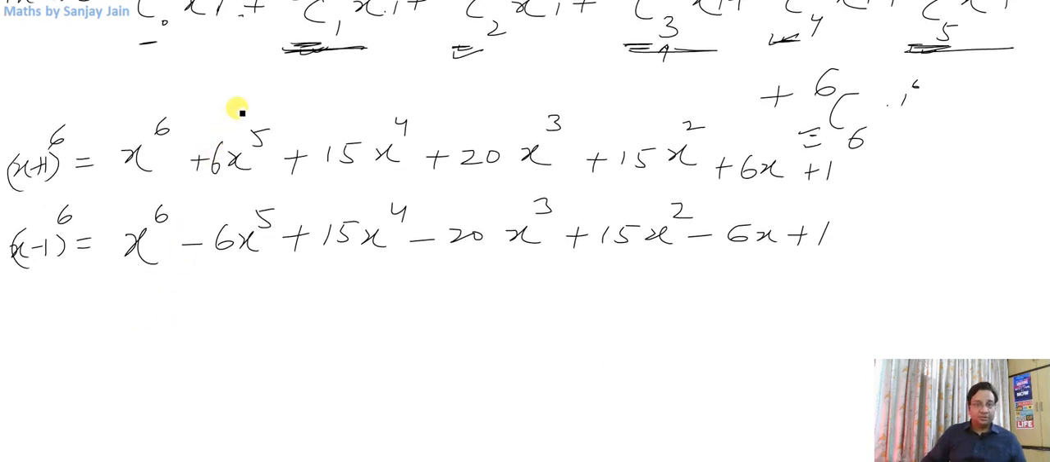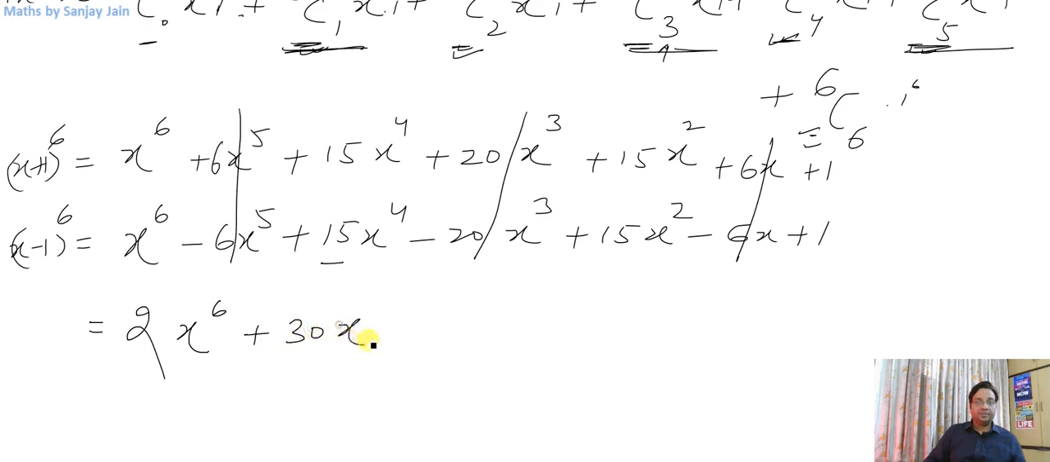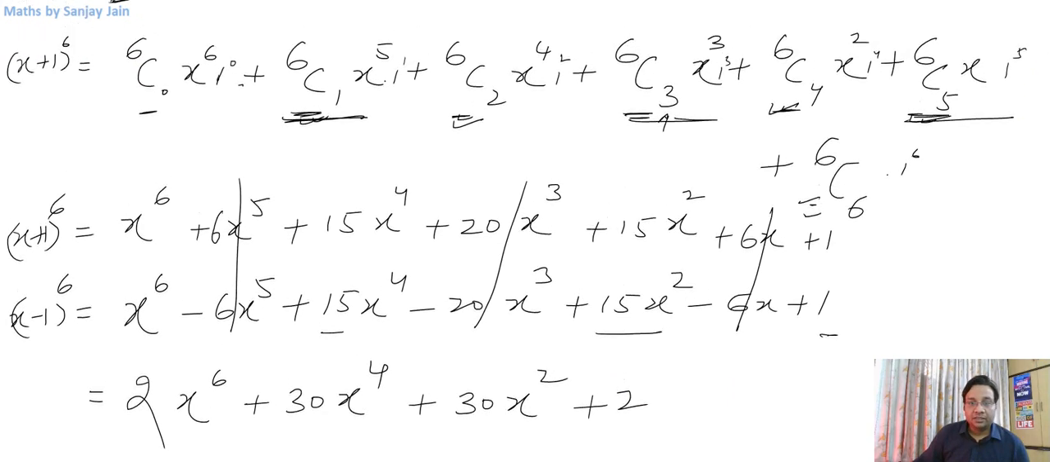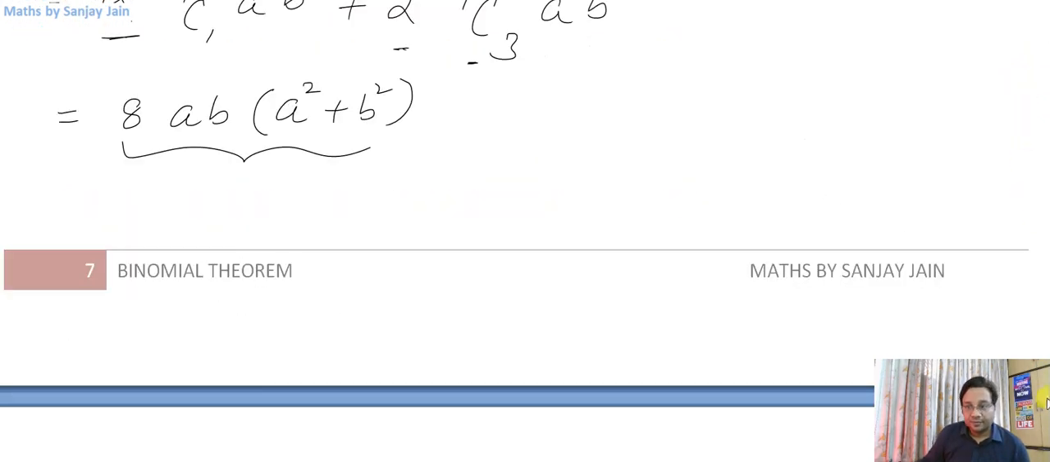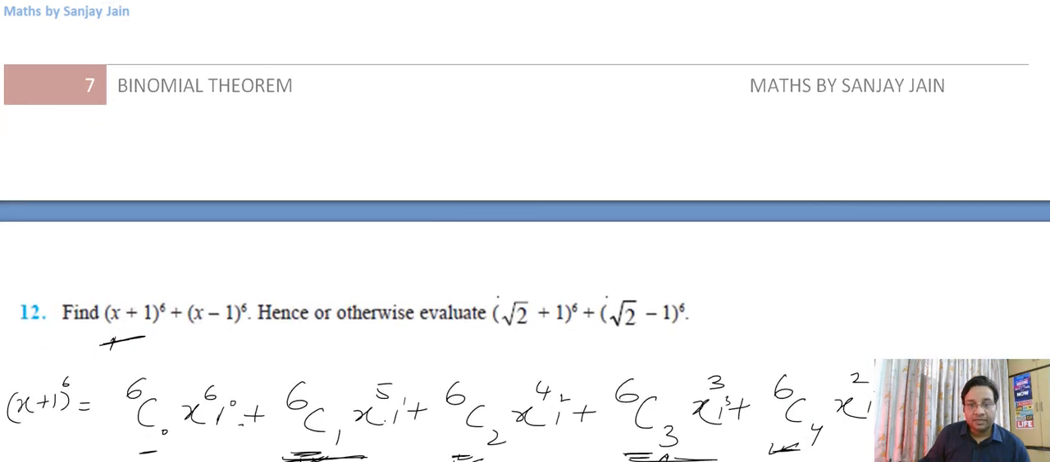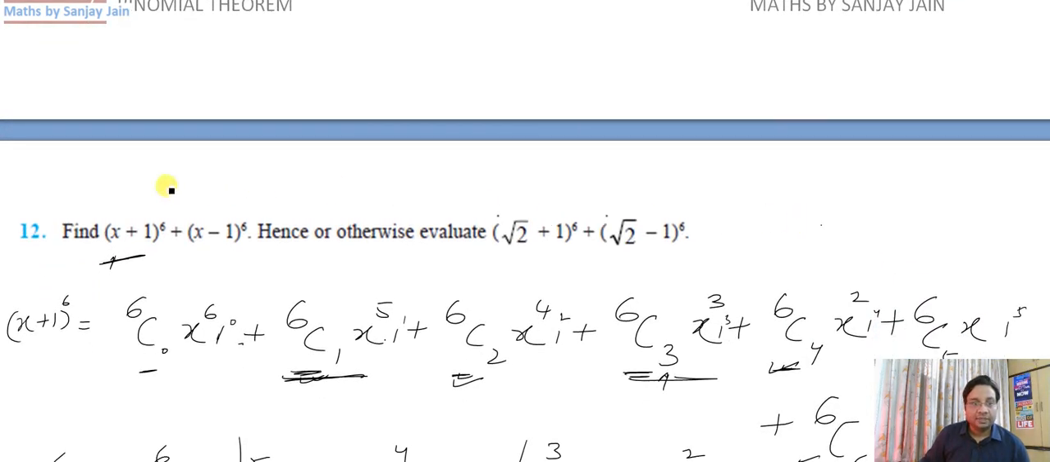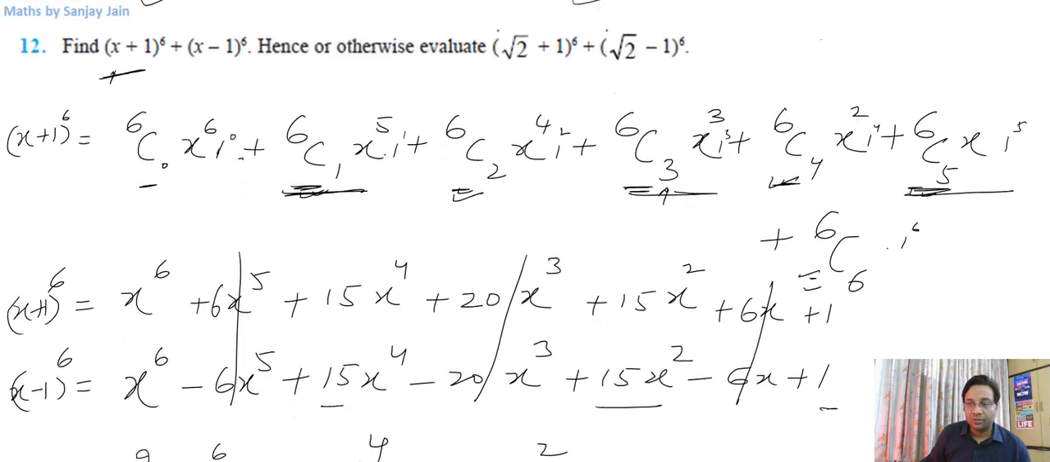So what terms will be cancelled? This will be cancelled, this will be cancelled, and this will get cancelled. And what I'll have is twice of x raised to power 6 plus 30 x raised to power 4 plus 30 x squared plus 2. And what is it that we need to evaluate? We need to evaluate where x is root 2, right? The expression is the same, but x is being replaced by root 2. So let me replace x with root 2 and find the value.